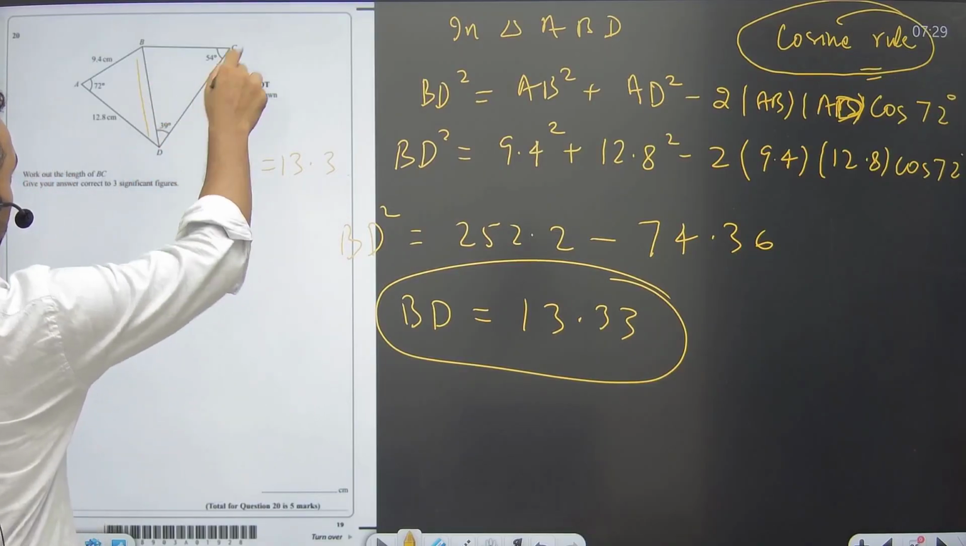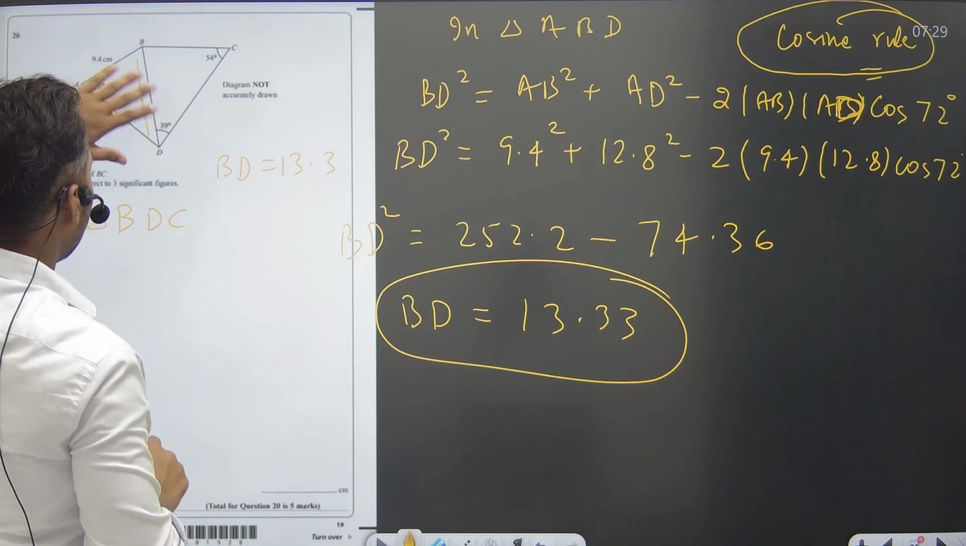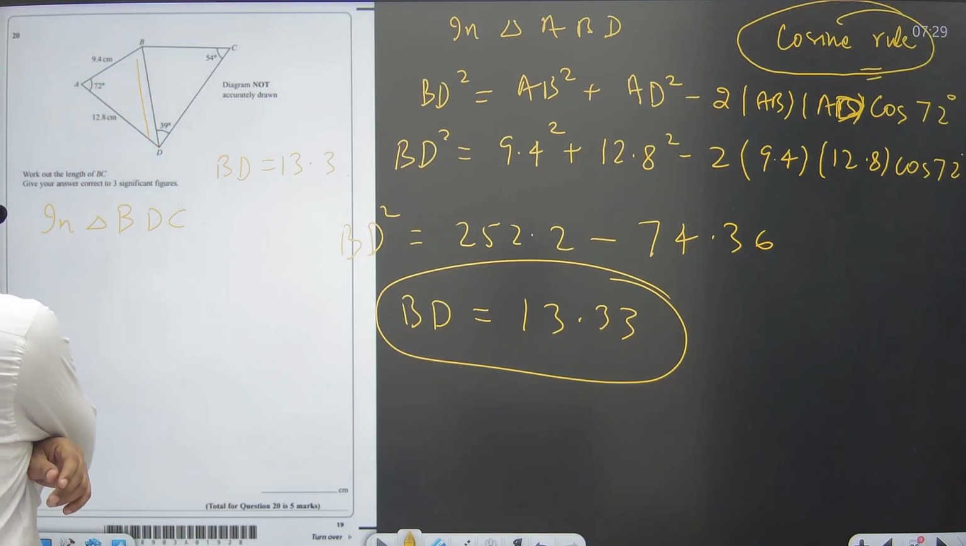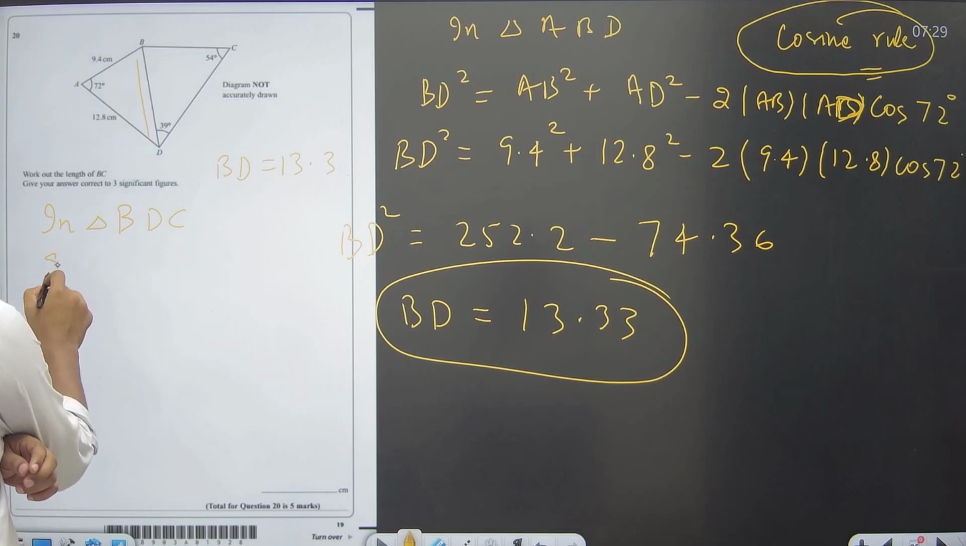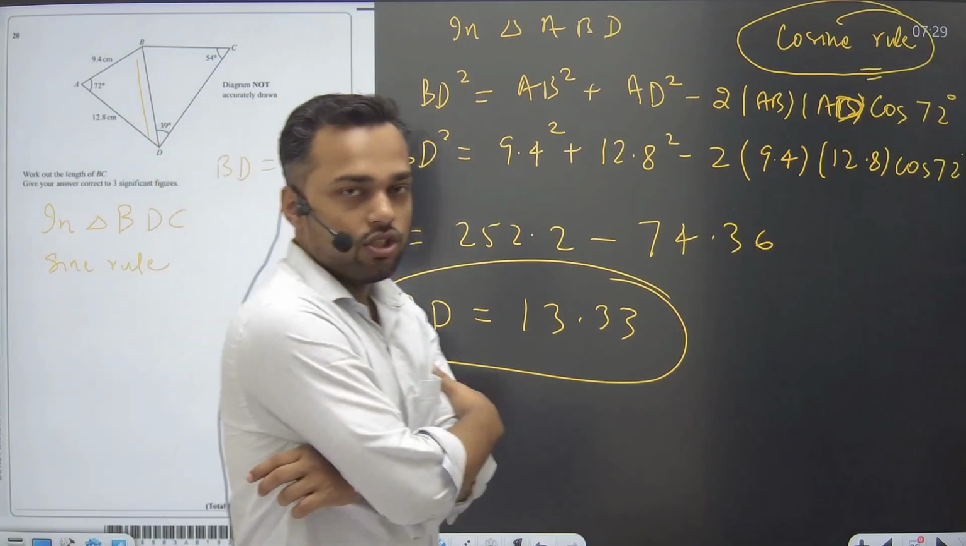Now in triangle BDC, what do we need to apply? Okay, we need to apply the sine rule. What is the sine rule? a by sin A equals b by sin B.